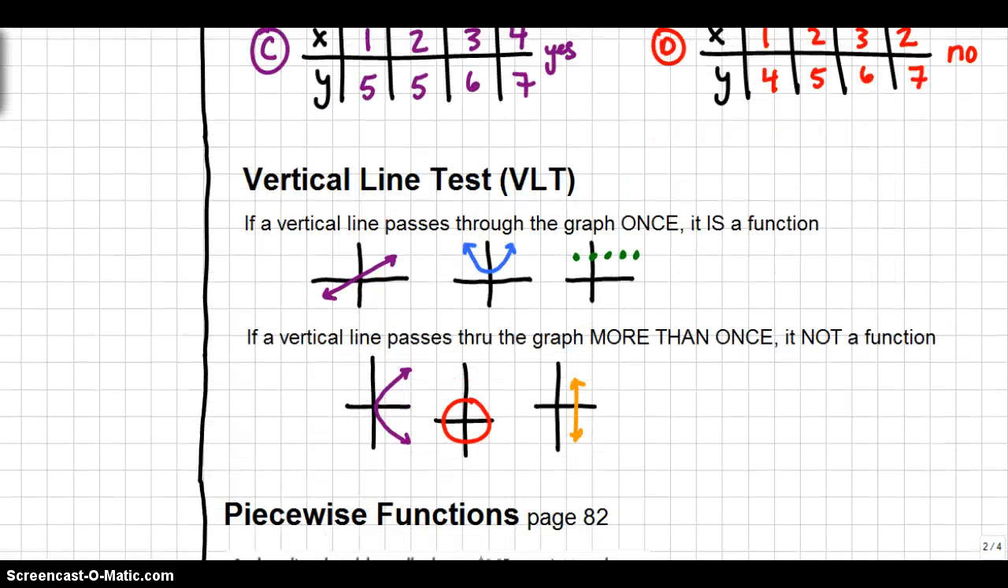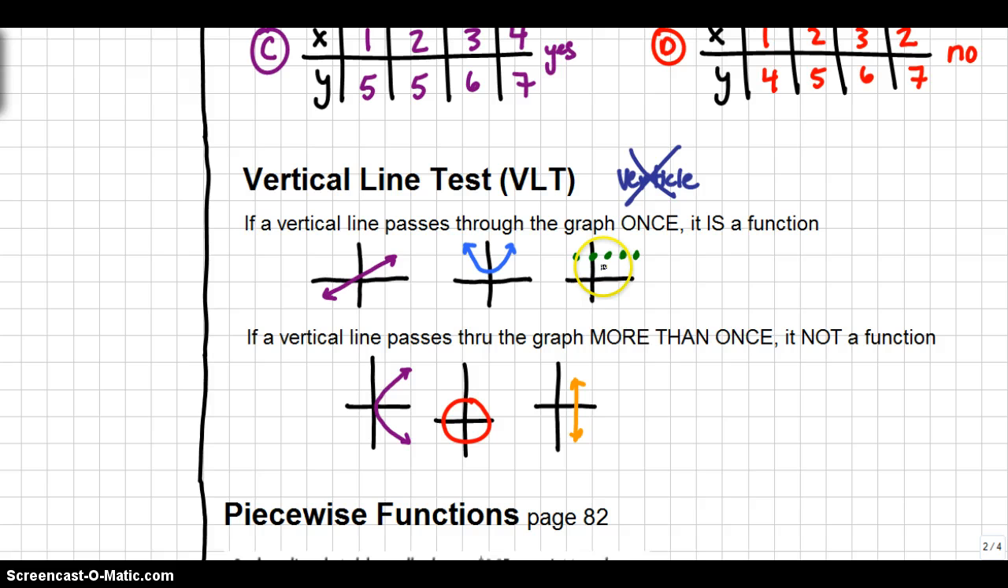Visually, what just happened is we gave a table version of the vertical line test. Be careful, students, the word vertical is spelled C-A-L, not C-L-E. Make sure you're spelling vertical correctly. You could also just simply abbreviate it as VLT. If a vertical line passes through a graph one time, it is a function.